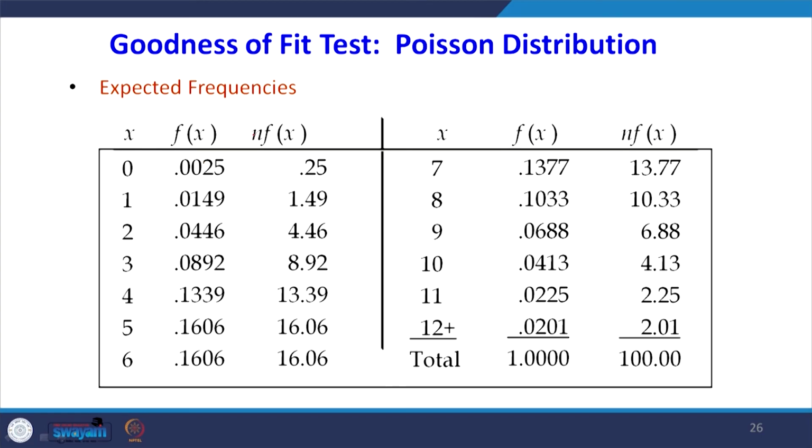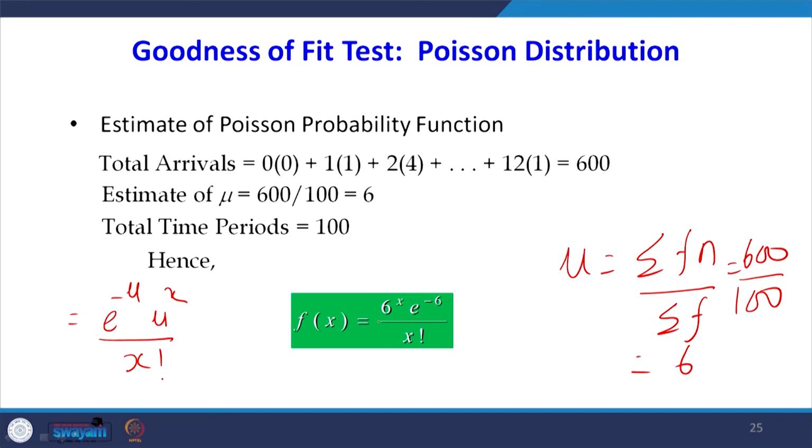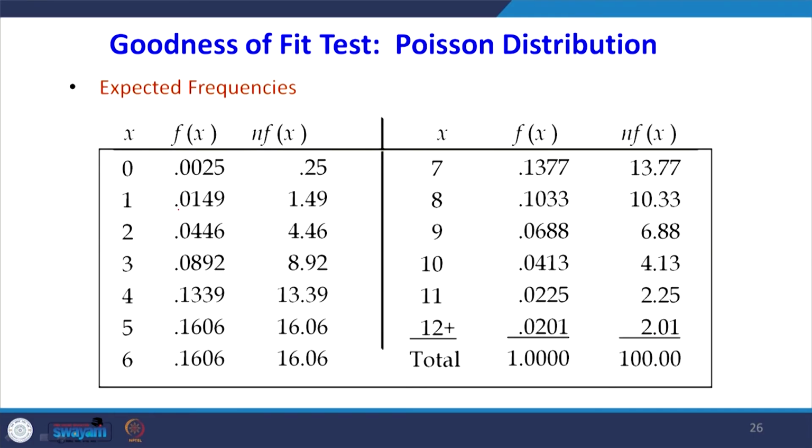When you substitute x equal to 1 in this equation, 6 to the power 1, e to the power minus lambda divided by 1 factorial, you will get 0.0149, then multiplied by n. So this value will give you the theoretical frequency of our Poisson distribution. Like that we have to go up to 12.